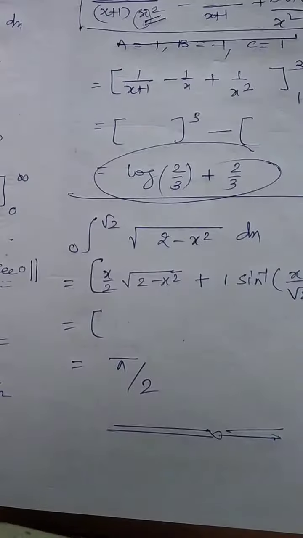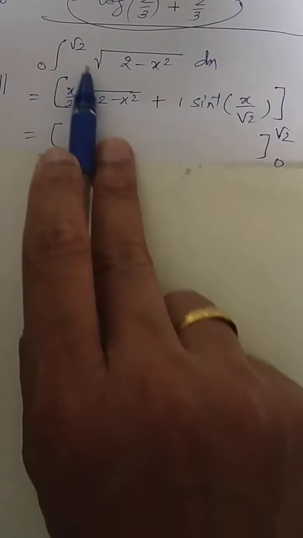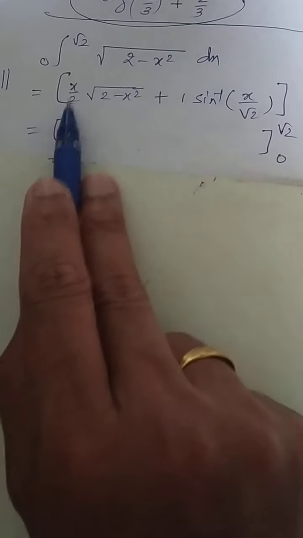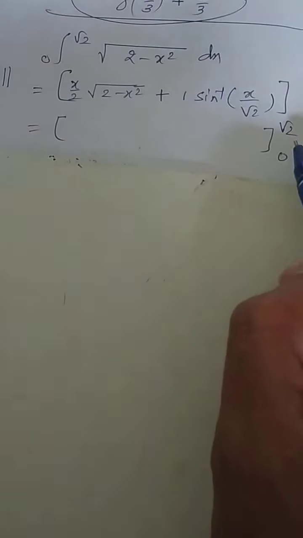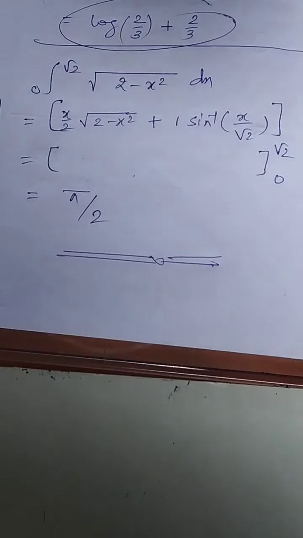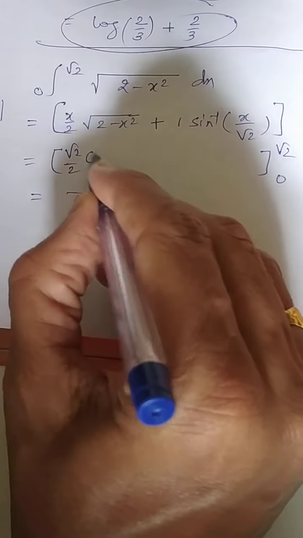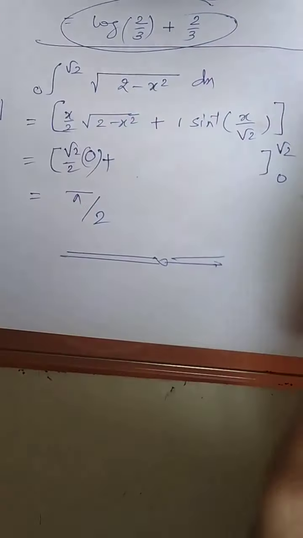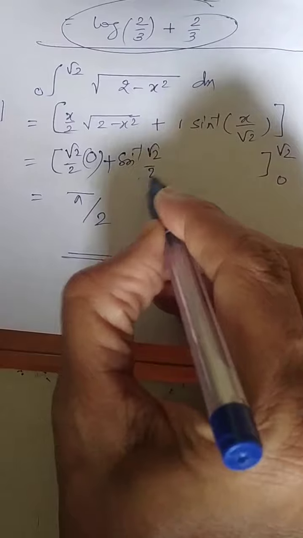One more last question we'll talk about and then we'll stop. This is of the type a square minus x square, 0 to root 2. Its integration is known to you: x by 2 root under 2 minus x square plus 1 sine inverse of x by 2. Upper limit is 2, lower limit is 0. Put the upper limit, it will be root 2 by 2.